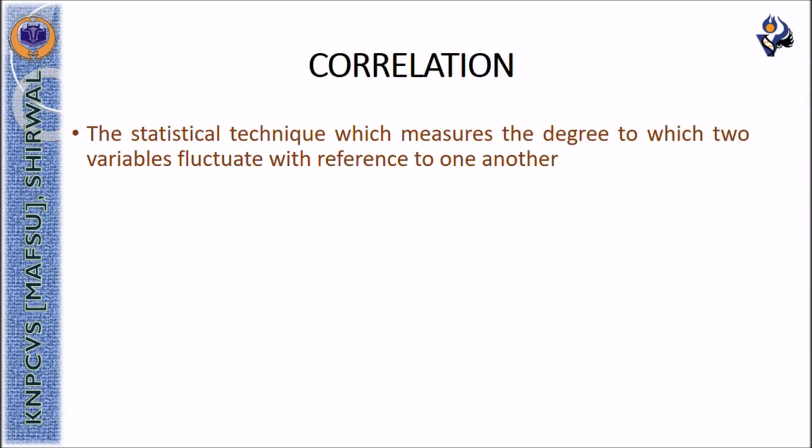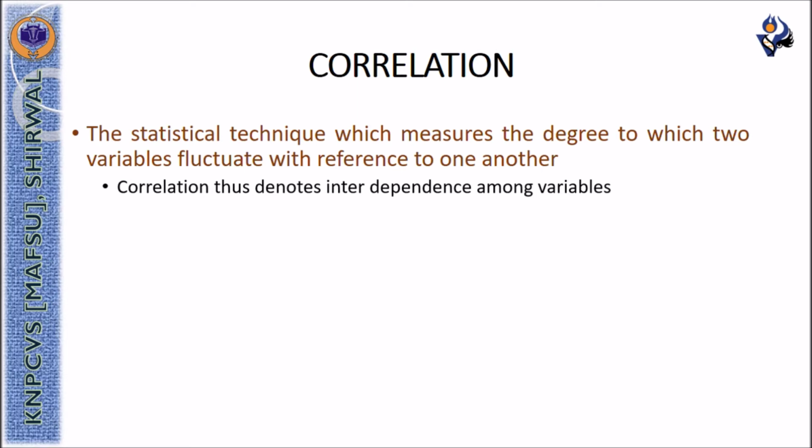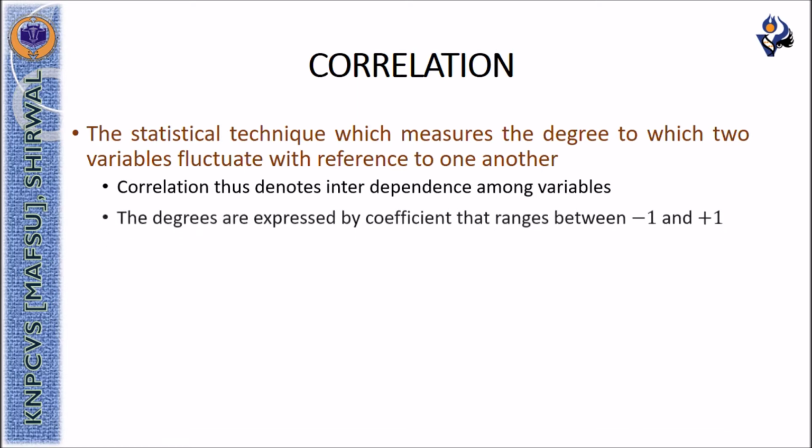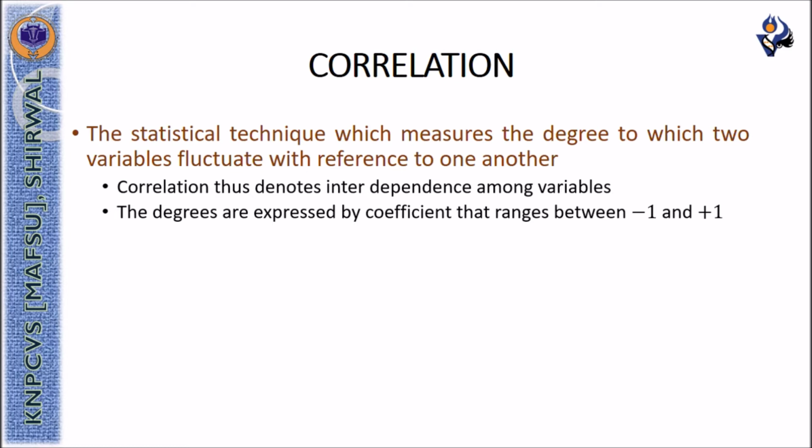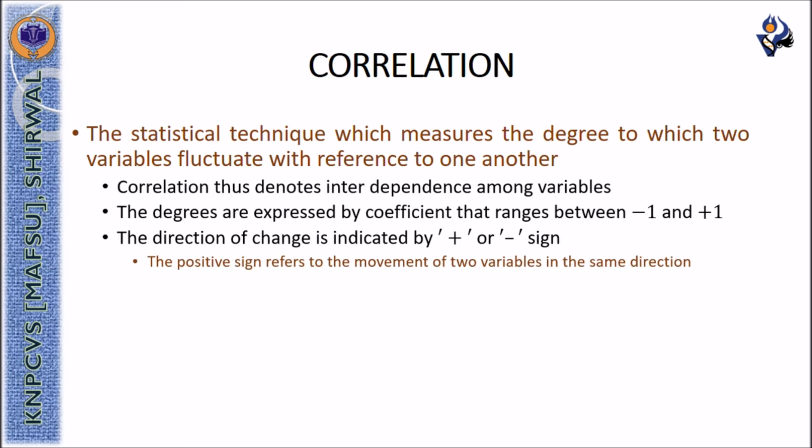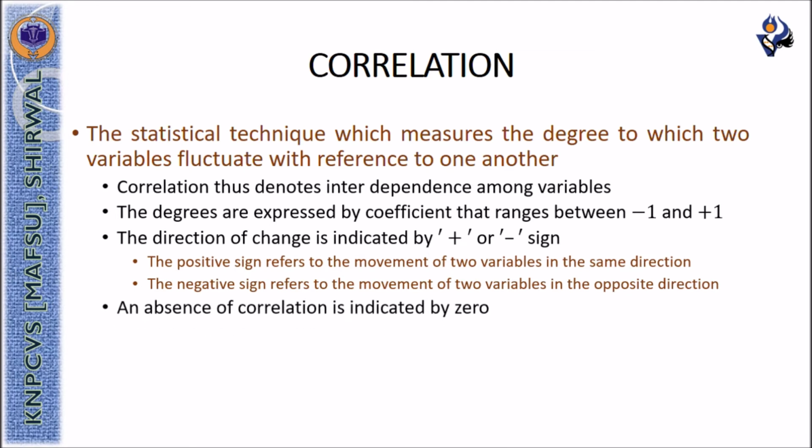Correlation is a statistical technique which measures the degree to which two variables fluctuate with reference to one another. Correlation denotes interdependence amongst the variables. The degree is expressed by a coefficient that ranges between -1 and +1. The direction of change is indicated by a positive or negative sign. The positive sign refers to the movement of two variables in the same direction, whereas the negative sign refers to movement in the opposite direction. An absence of correlation is indicated by 0.